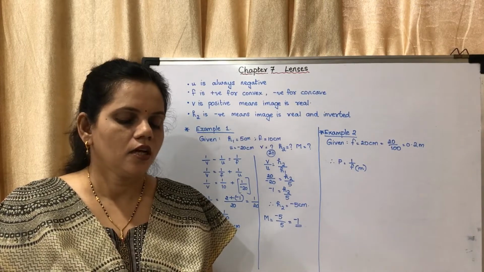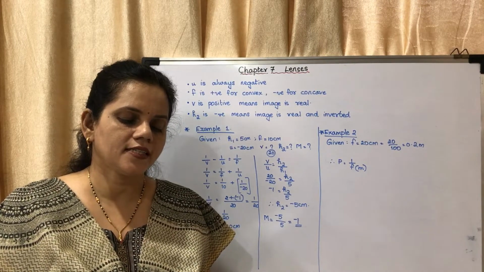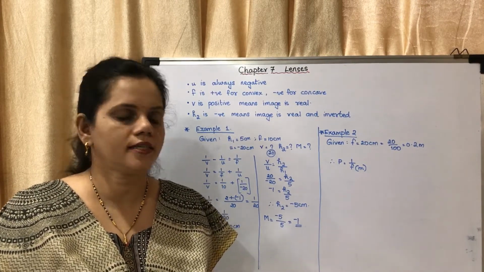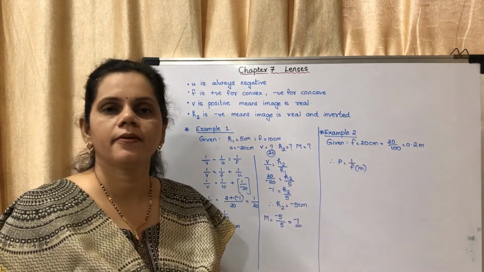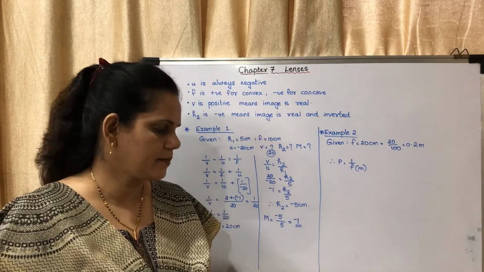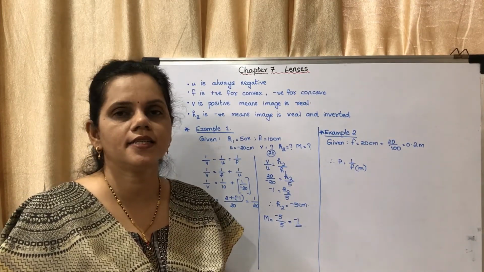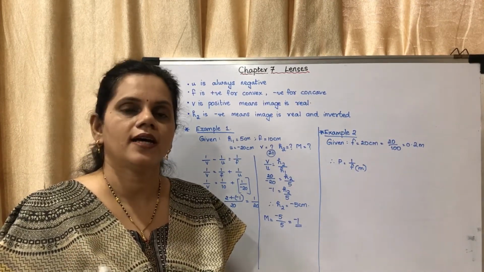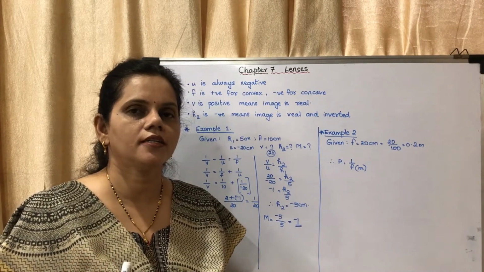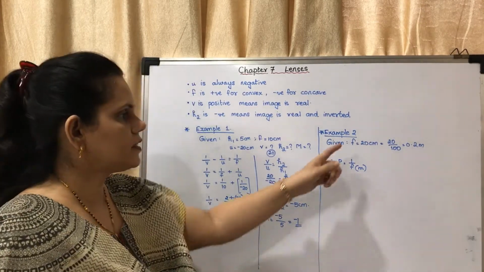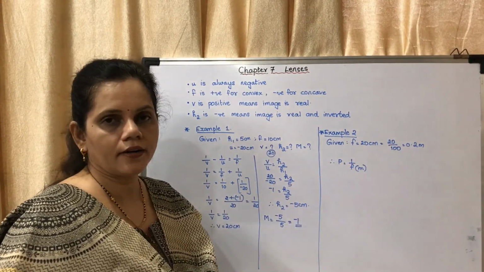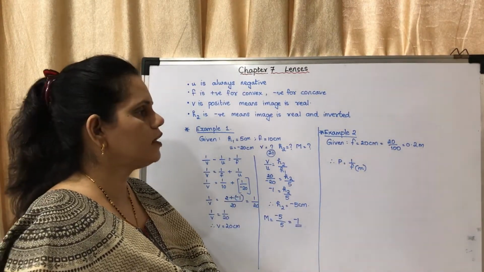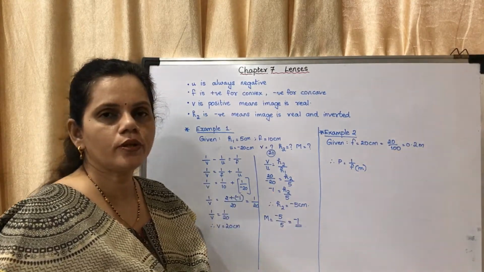Next question. The focal length of a convex lens is 20 centimeter. What is its power? They have given the focal length as 20 centimeter. Which type of lens is it? It is a convex lens. As it is a convex lens, the focal length is positive. So f is equal to 20 centimeter, which is equal to 20 upon 100, that is 0.2 meters.